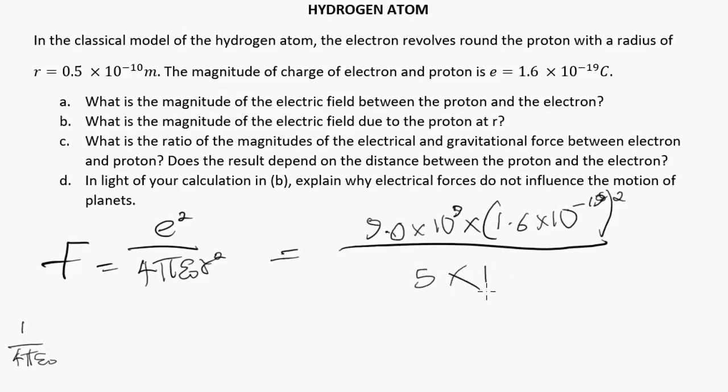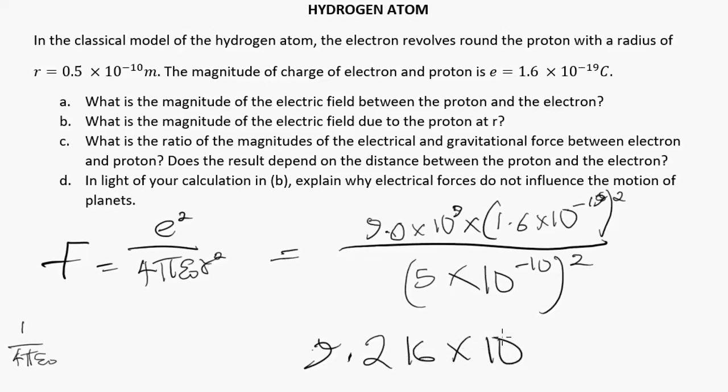So we'll write this 0.5 times 10 to the power of minus 10 meters, and then we'll square it. We'll simply go ahead and check this with our calculator and arrive at the answer. When we check this with our calculator, we should get a value of 9.216 times 10 to the power of minus 10.